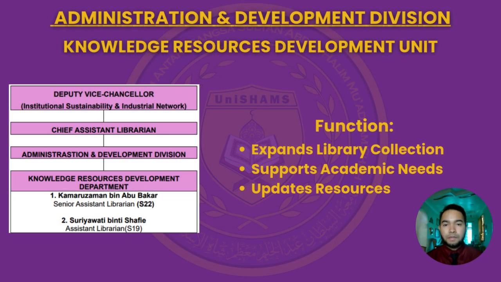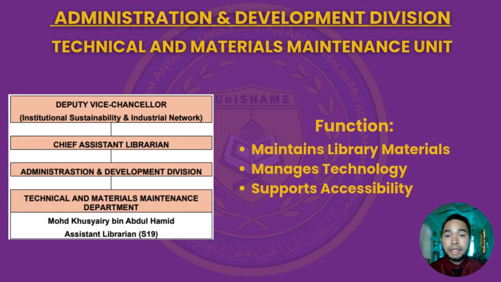The Knowledge Resource Development Unit works to improve and expand the library's collections. This department ensures that the library has books, journals, and other materials that meet the academic needs of students and faculty. They work closely with the lecturers to acquire textbooks and research materials that are required for courses and projects. The department also keeps the library's collection up to date by adding new resources that align with academic trends and student interests.